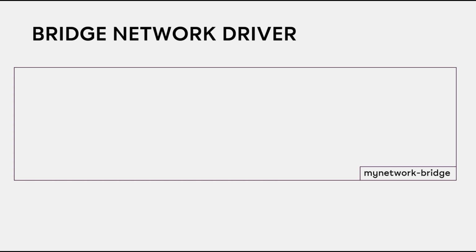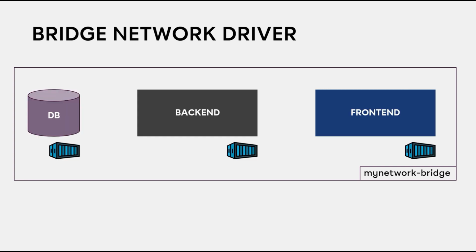Now, I will create a bridge network driver called myNetwork-bridge. Then include these three services into this network. As you can see on the screen, the bridge network automatically assigns them IP addresses. These services on the same network can communicate with each other. The containers that are not part of this network do not have direct access to these services. This way, we provided network isolation for these services.